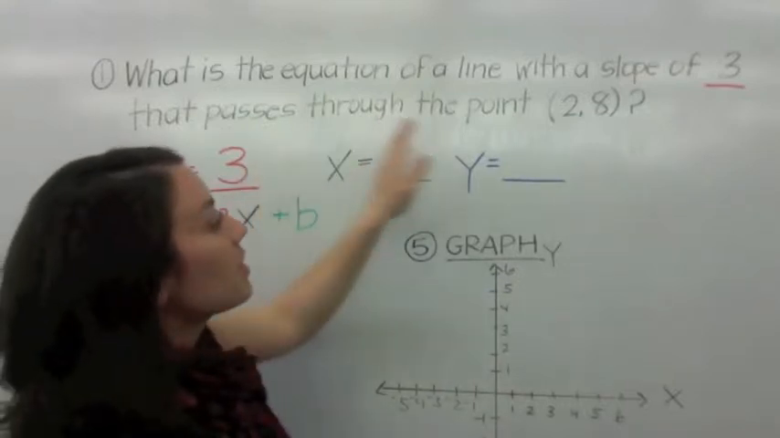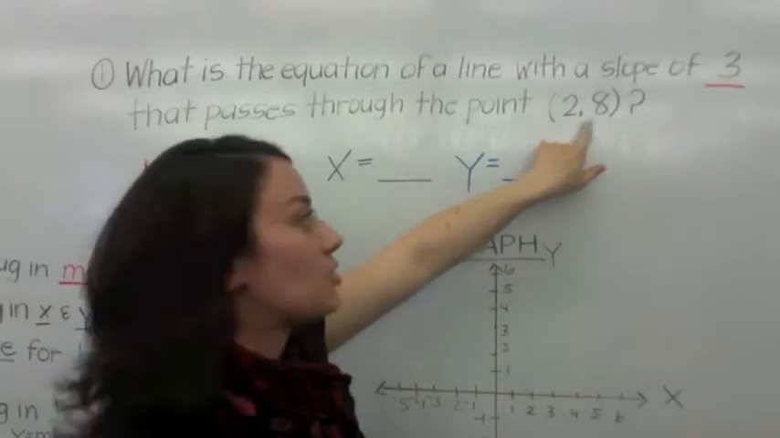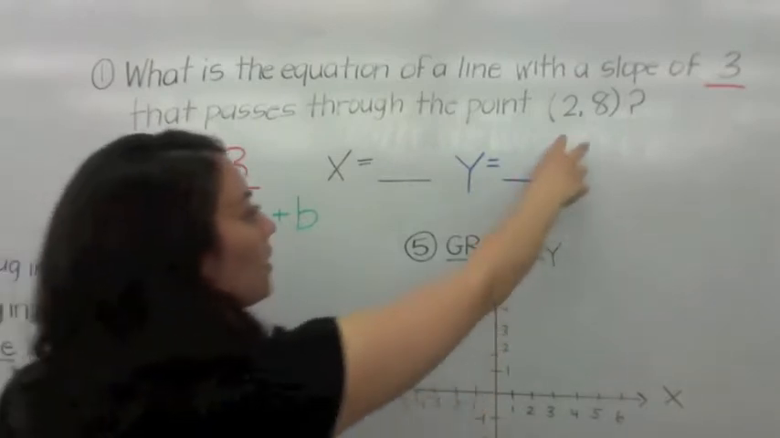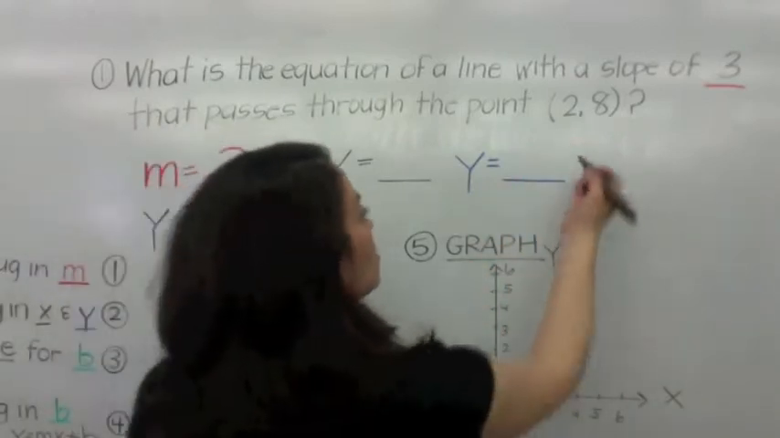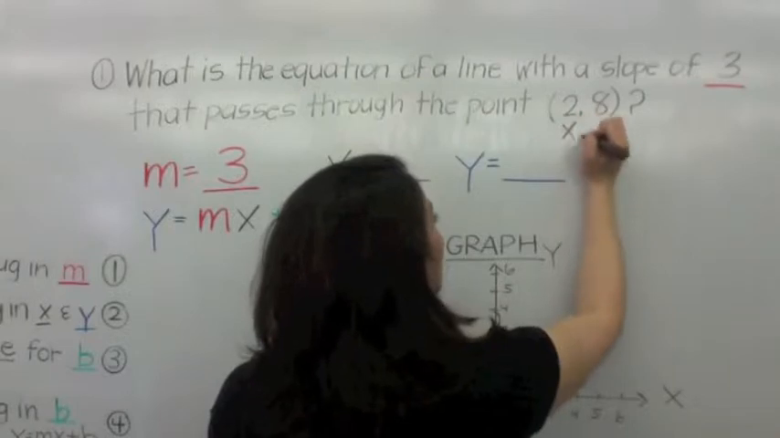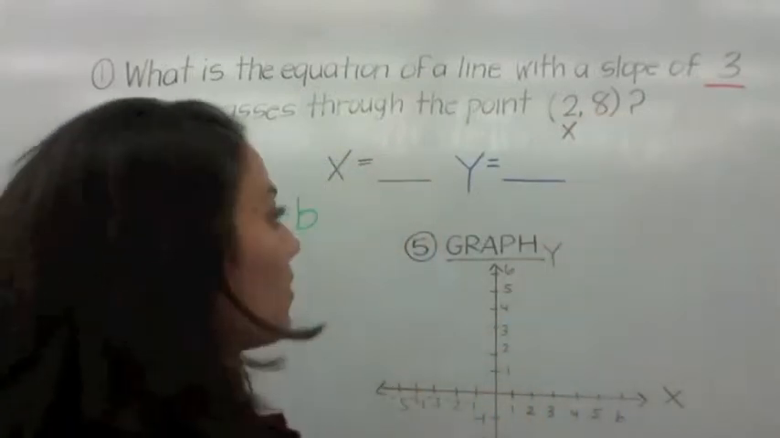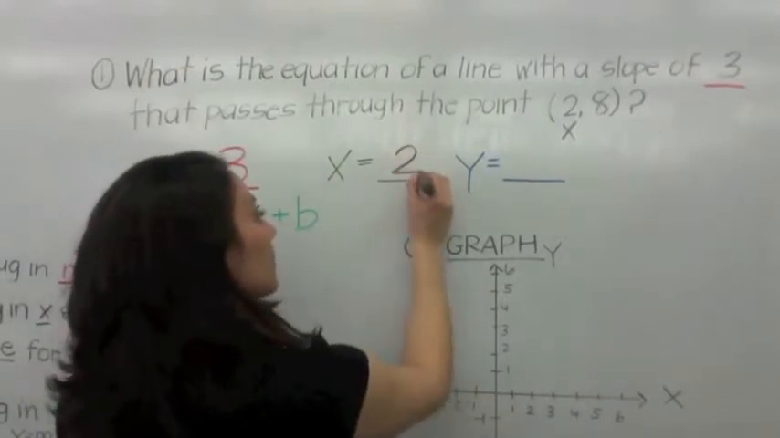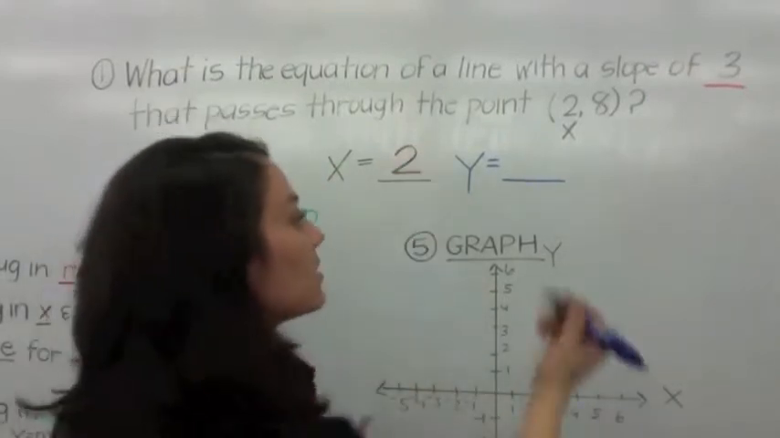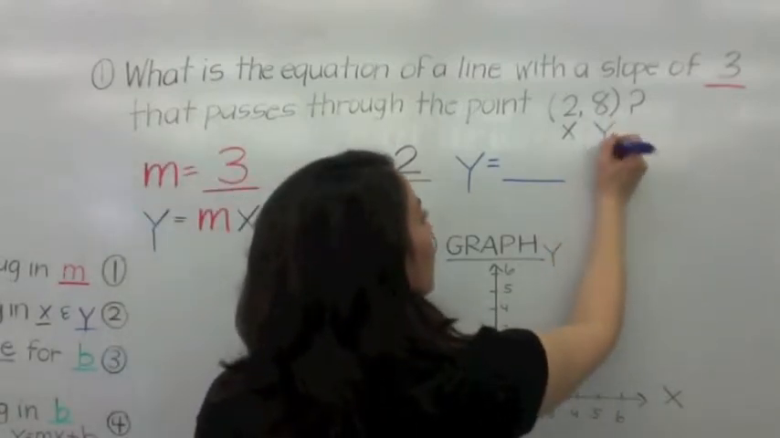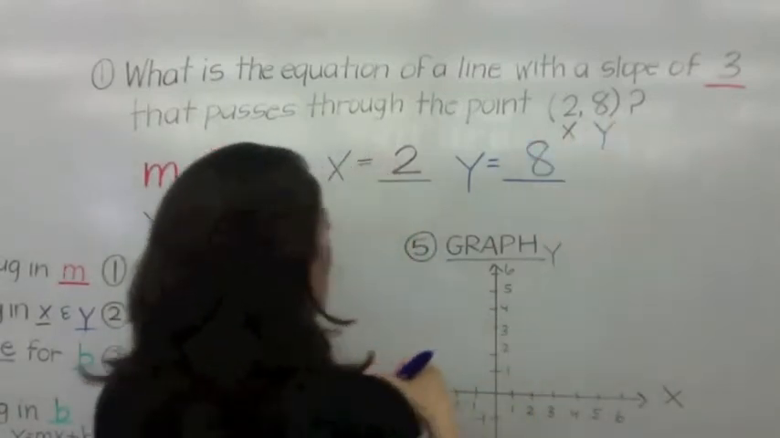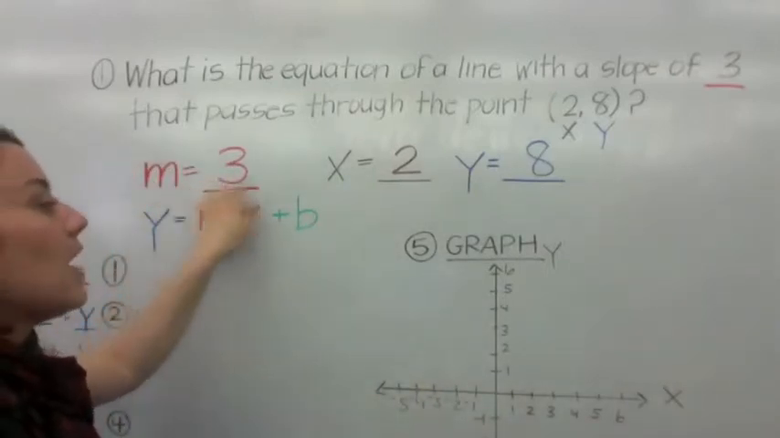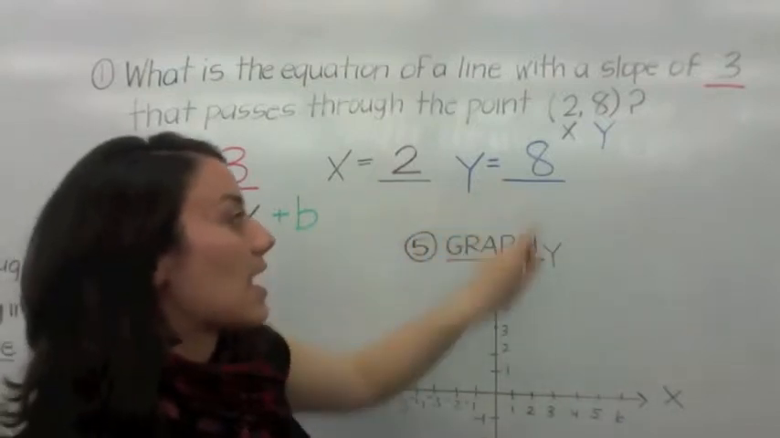Now, let's look at the point that we're given. What point is this? It's 2, 8. And remember that with coordinate points, x comes first. So x I'm going to put in brown, if you can see that. And then what is y? So x is 2. And then y is, what is it? It's 8. So we have 3 variables that we've identified. Okay, we have m is 3, x is 2, and y is 8.